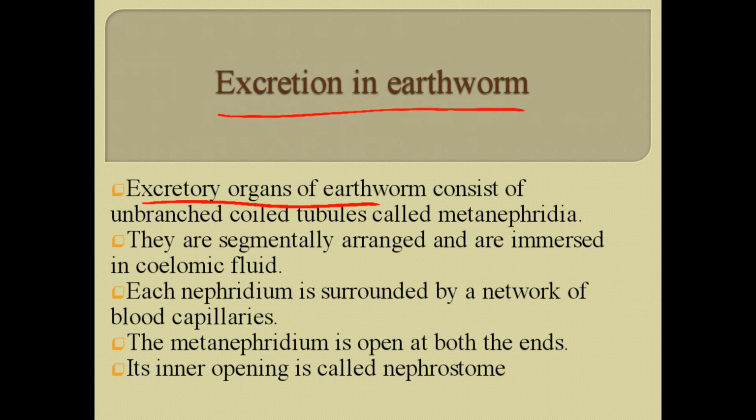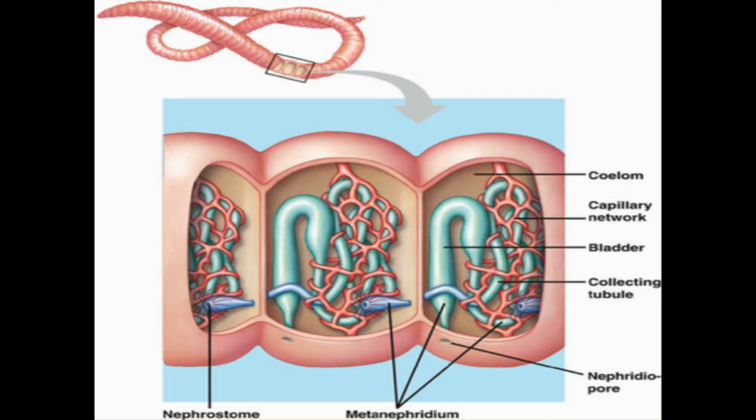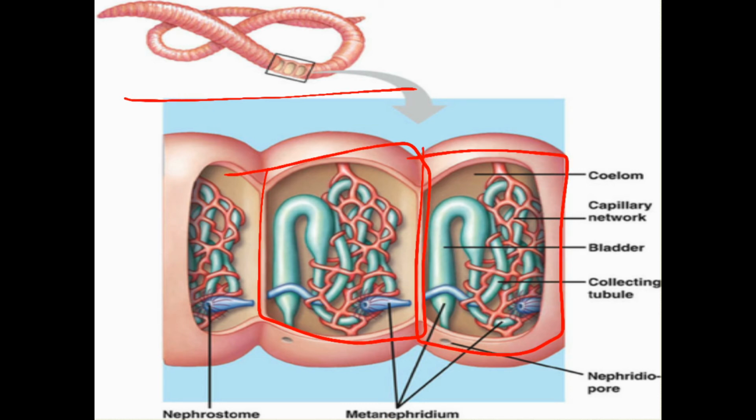Excretory organs of earthworm consist of unbranched coiled tubules called metanephridia. This is the figure of earthworm, and below this figure is the cross section of earthworm showing inside of it. These are the segments of earthworm. Because the body of earthworm is divided into different segments, it is also called segmented worm.